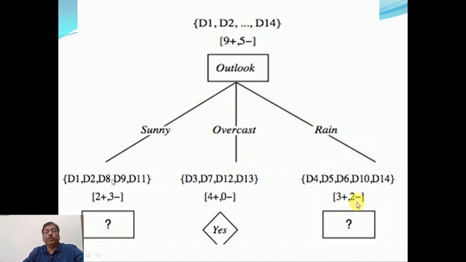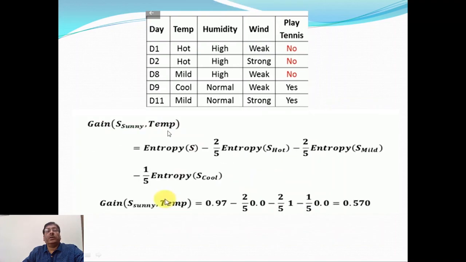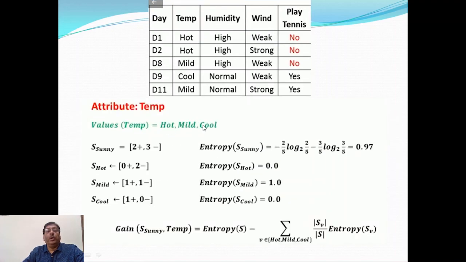So now what you need to do is, by taking the examples D1, D2, D8, D9, D11, find the entropy and information gain for temperature, for humidity, for wind, and so on. As we have done for the 14 training examples, you can also now find it for these 5. So the attribute temperature can take a value as hot, mild, cool, and so on.